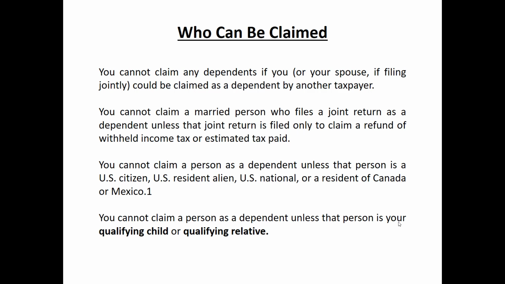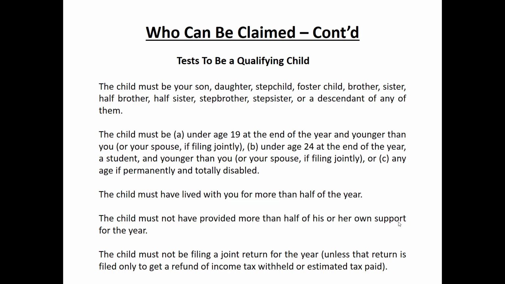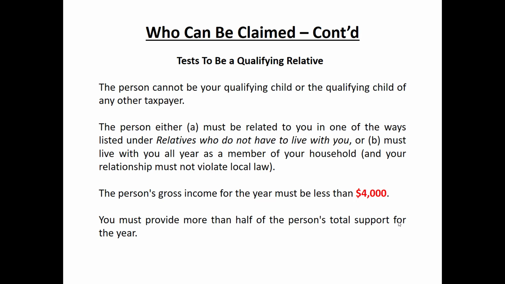The person has to be under 19 or under 24 if they're a student. Also, if they are totally disabled, they can be claimed at any time. But you must provide more than half of their support. Now, this comes into play when people get aid for children or child support. It may be that someone cannot claim someone.